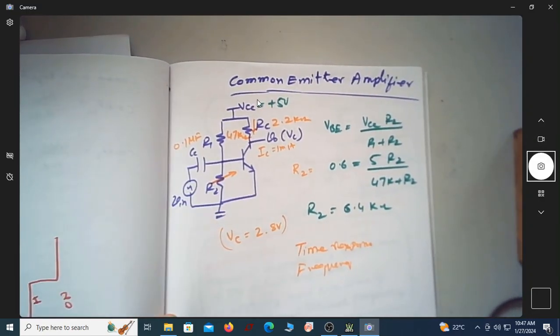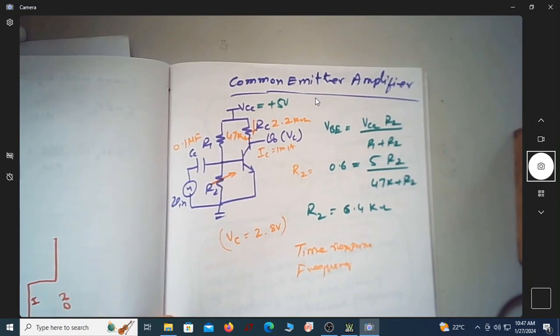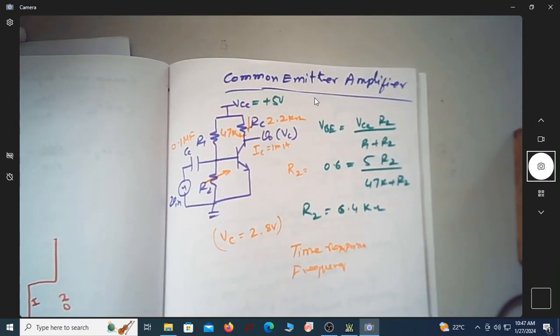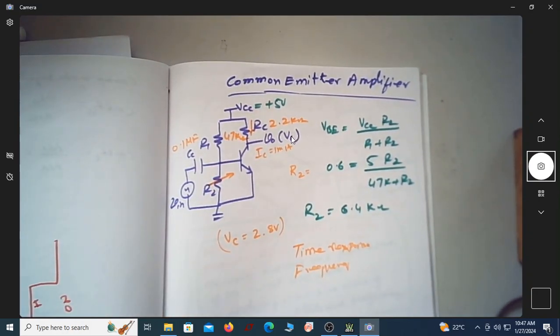Welcome to a video on common emitter amplifier circuits. In this video we will actually demonstrate the working of the CE amplifier practically. So this is a circuit diagram.